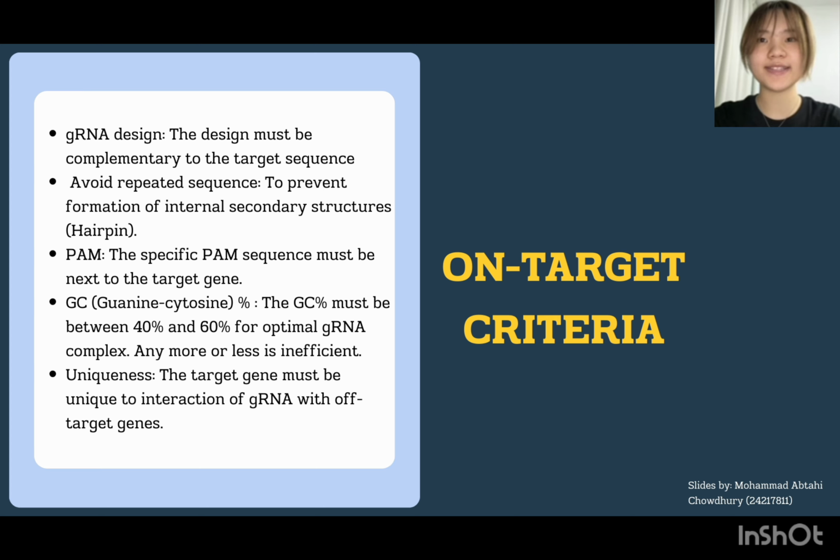Another important factor is GC content. The GC percentage should be between 40% and 60% for optimal sgRNA activity. Finally, the target sequence should be unique in the genome. This helps reduce binding to off-target sites and improves specificity. These criteria help ensure that the CRISPR system works efficiently and accurately. And with proper design and on-target criteria, we can improve the success of CRISPR gene editing.